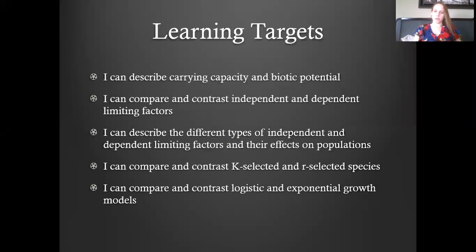We're going to start by going over a couple definitions of carrying capacity and biotic potential. We'll also look at independent and dependent factors. Some of that kind of stuff is going to be review from Bio 20. Then we're also going to look at the difference between K-selected and R-selected species, and then we'll finish off with some growth models.